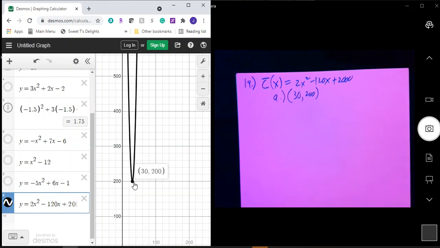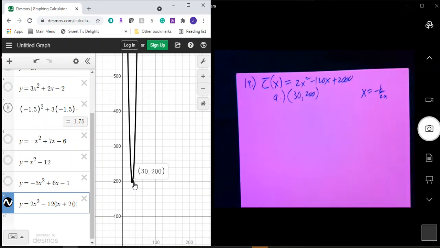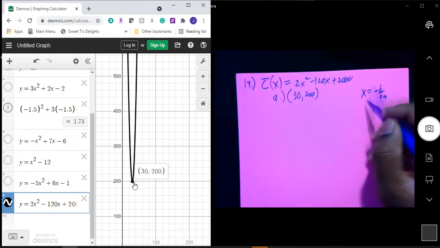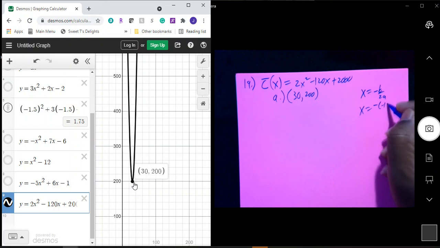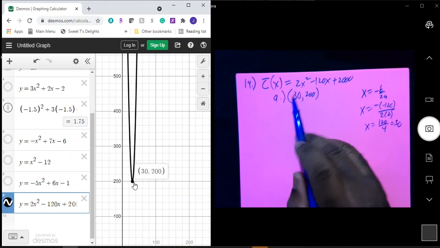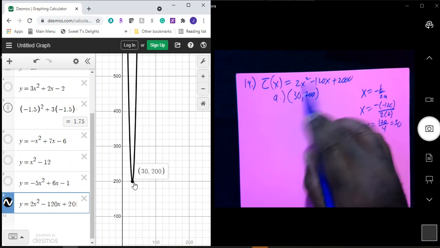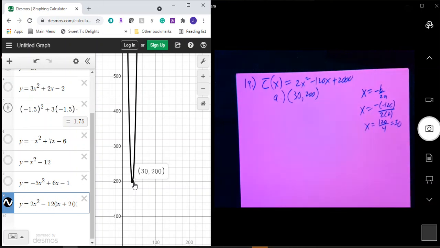Now, one thing I would like to say is this. Let's say for some reason you were not able to determine this on the graph. You can use that formula that I gave you to find the axis of symmetry and then come back and solve for y, and then you would get the vertex. So if you look here, B is negative 120 and then A is 2. So this will give you a positive 120 over 4, which is 30. So you see how we got 30 for X here. And then all you would need to do is substitute in 30 for X here and then solve, and that will give you 200. Okay, just an alternative way of doing it.